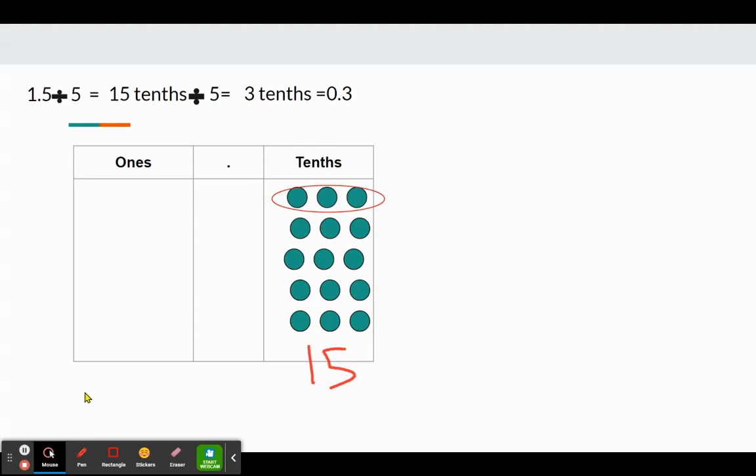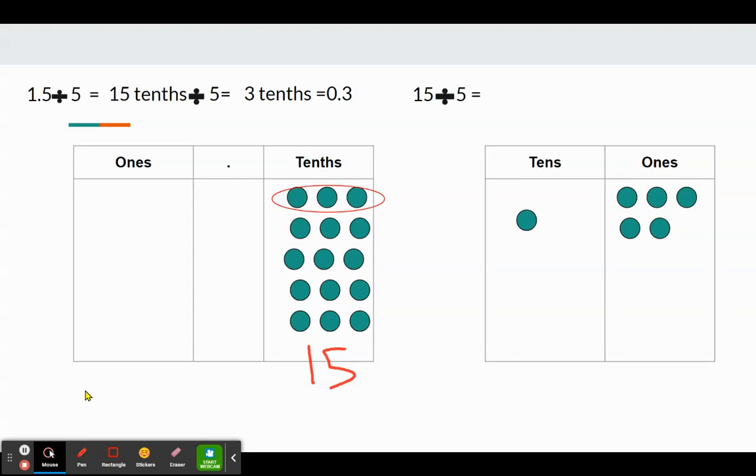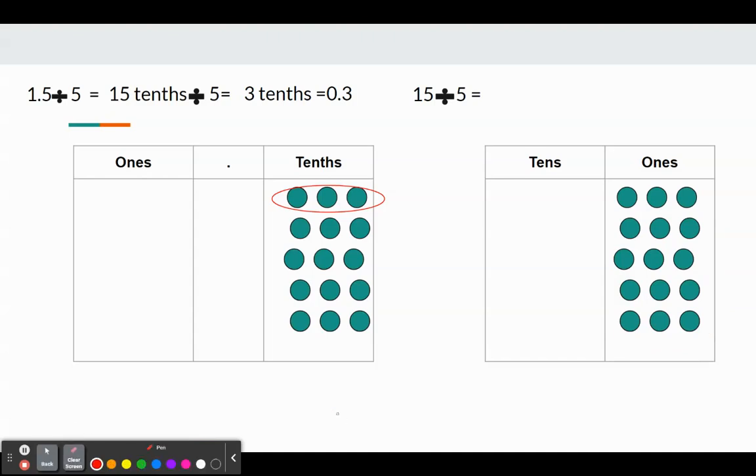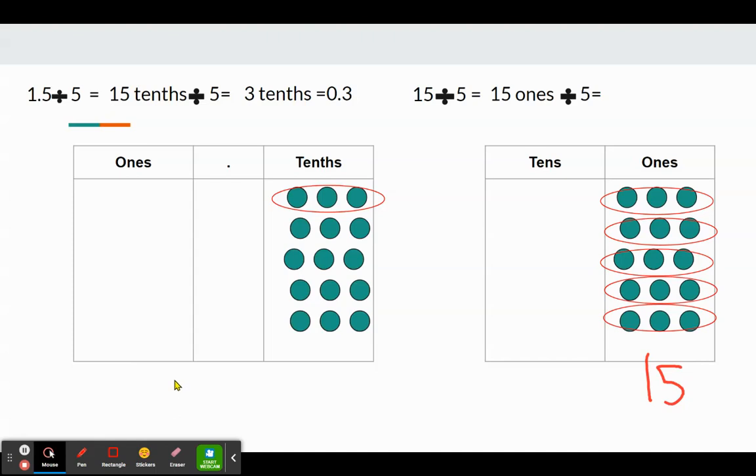Now let's compare this to if I were to take 15 and divide that into 5 groups. So I have 1 ten and 5 ones, right? As we can see from here, I have 1 ten and then I have 5 ones. Now let's take that 1 ten and break it up into 10 ones. Now I have 15 ones, and I need to divide those 15 ones into 5 equal groups. We did that. So now in one of those groups, I have 3 ones, or 3.